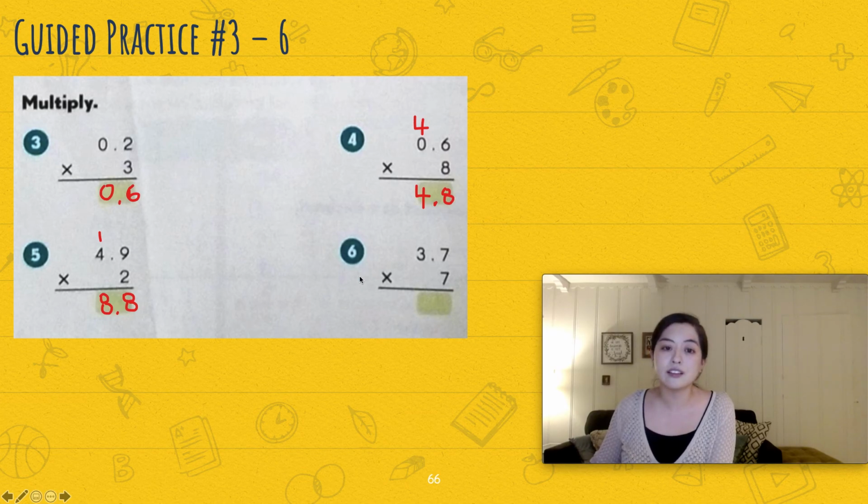Okay. All right, let's look here at number 6. We're going to do 7 times 7, which is 49. And then we're going to do 7 times 3, which is 21, plus 4, which is 25. And then we're going to drop the decimal point. So it is 25.9.